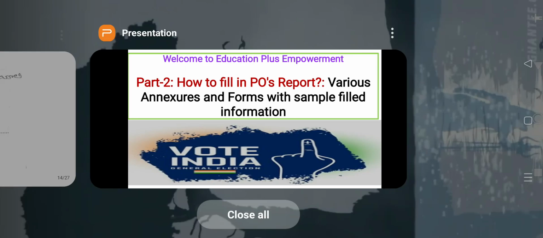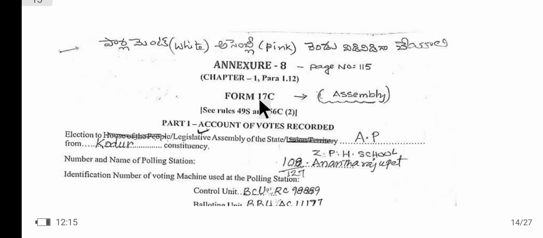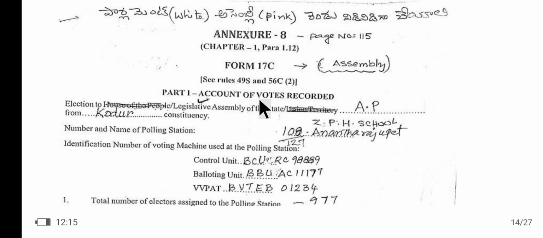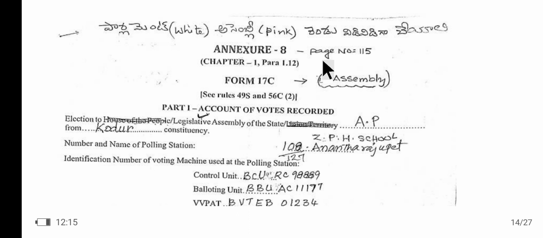Let's get started with the actual filled-in sample data for Annexure 8 to Annexure 20 for both parliamentary constituency and assembly constituency. Please note that we have to fill in white for parliamentary constituency and pink for assembly constituency separately regarding this data filling. Refer to page number 115 in the PO's manual for elaborative information.